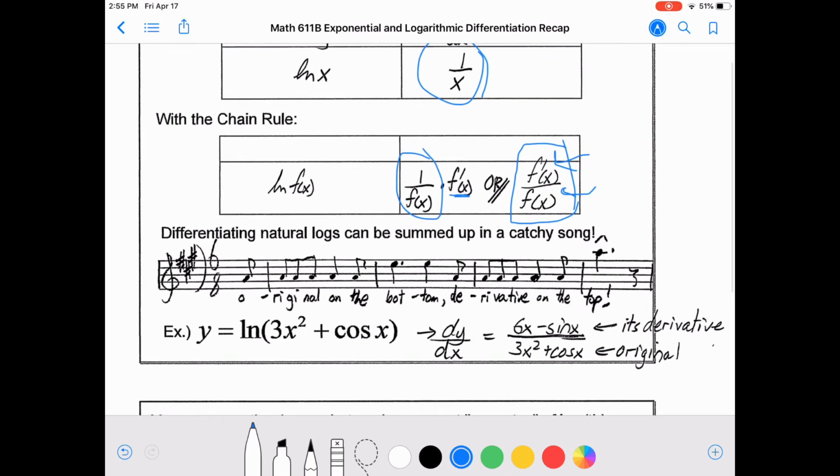Let's try one. We've got ln of 3x squared plus cos x. So the original we're talking about here, the original on the bottom, would be this 3x squared plus cos x. And its derivative would go on the top. The derivative of 3x squared plus cos x would be 6x minus sine x, which we're showing right here. And then we're done. It's pretty straightforward.